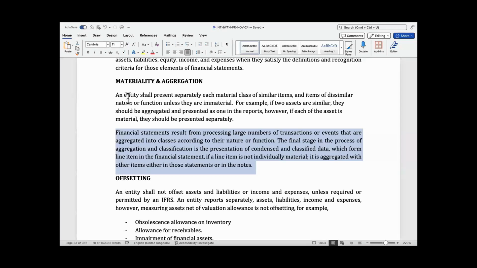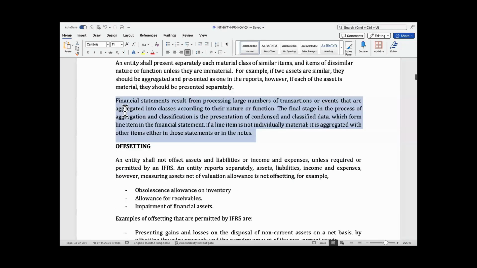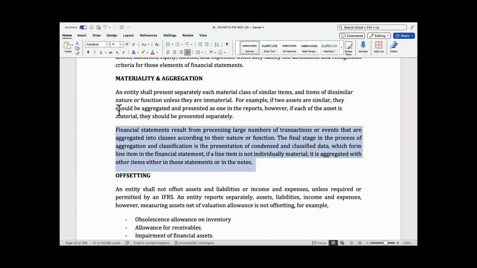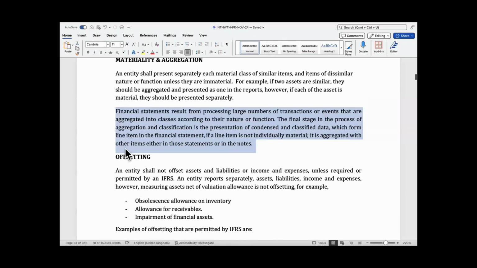Present them separately. Another very key one here that we take very seriously in financial statements is offsetting. We don't offset assets and liabilities or income and expenses unless they are required by an IFRS.